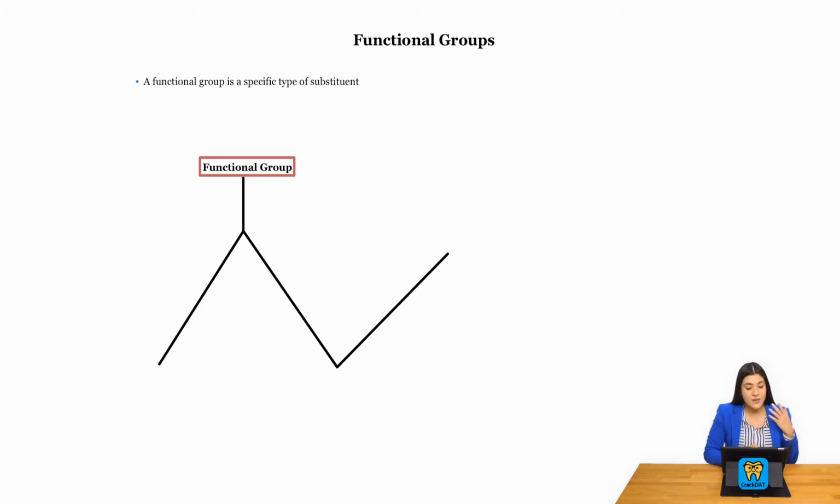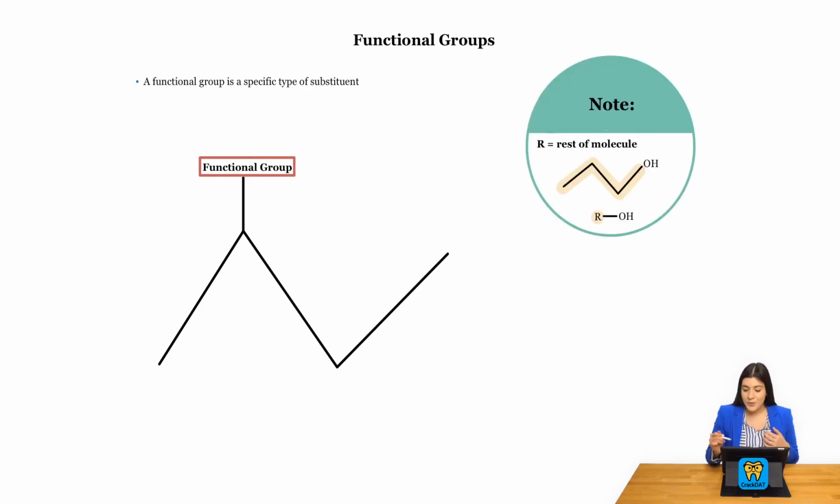So as we said, substituents replace a hydrogen on the major carbon chain, and they're attached to a carbon in the major carbon chain. Before we go over all the different functional groups that, yes, you definitely need to have memorized, let's just make sure we understand some key things.